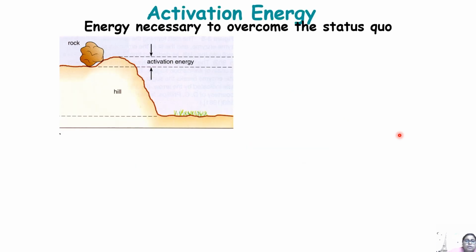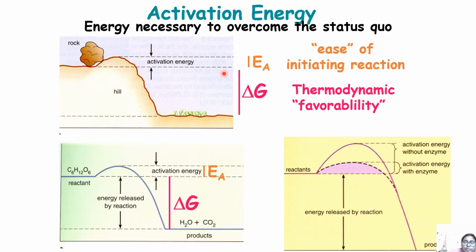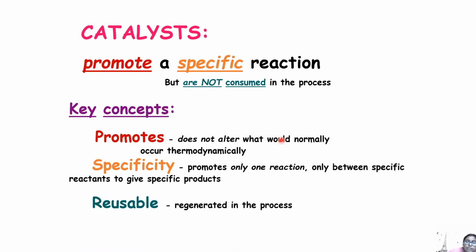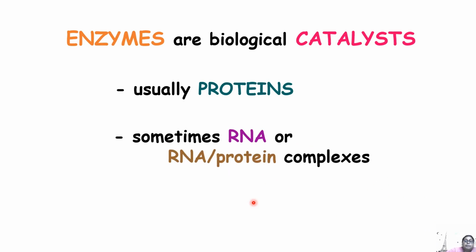Okay, so this is the activation energy of the reaction, and we need the activation energy to be lowered for the reaction to take place properly. As we know, catalysts are not consumed in the process, they remain unchanged, but they promote a specific reaction. They do not alter what would normally occur thermodynamically, and they promote only one reaction between specific reactants to give specific products, and they can be regenerated in the process. Enzymes are biological catalysts, usually proteins, sometimes RNA or RNA-protein complexes.